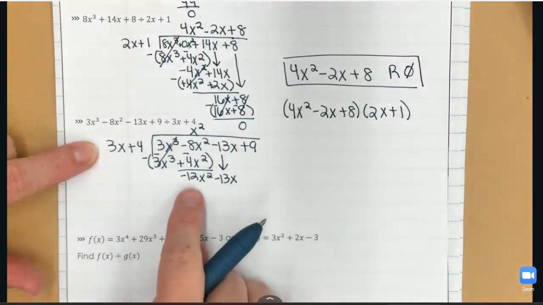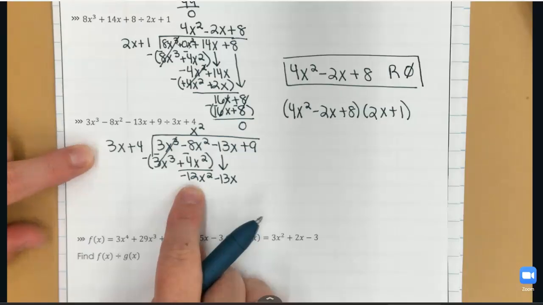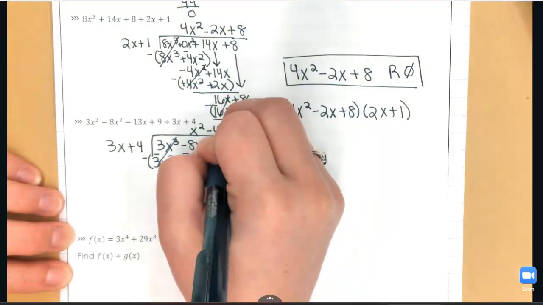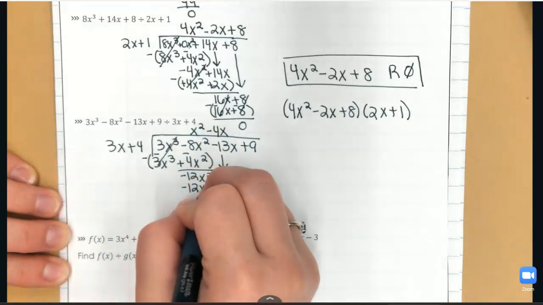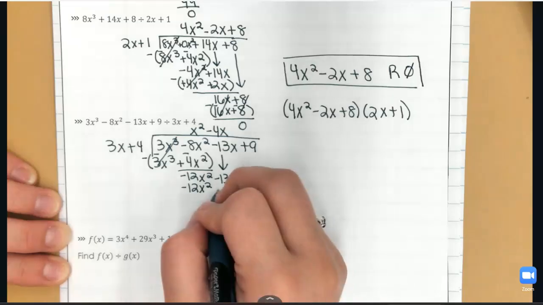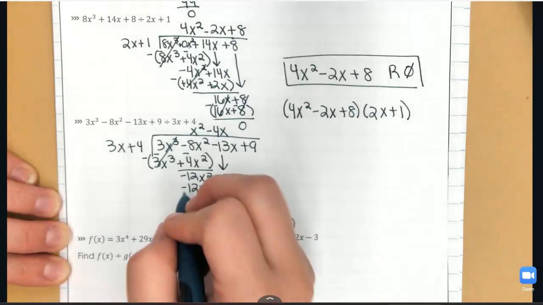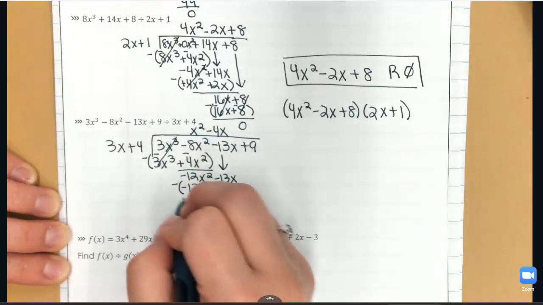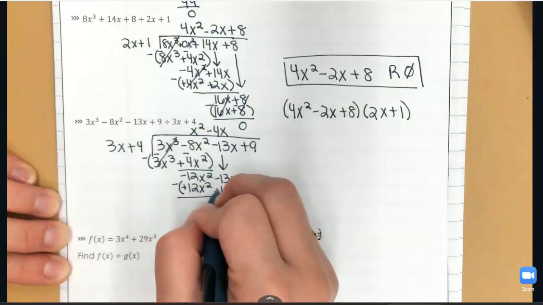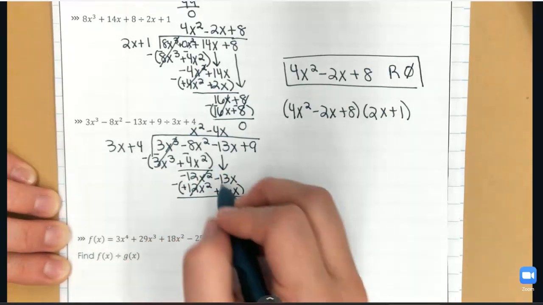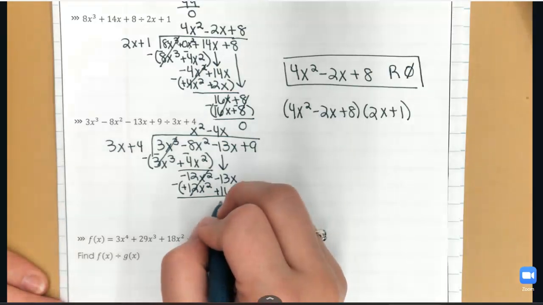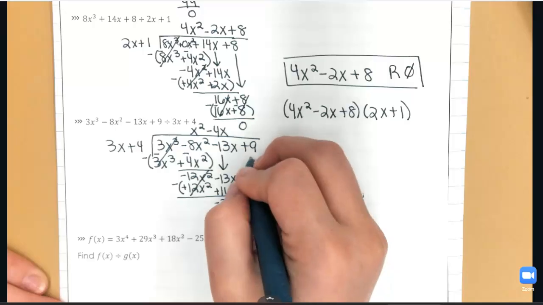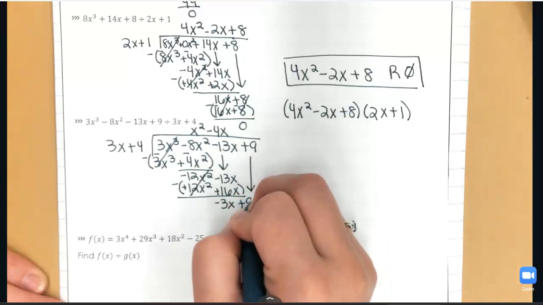What would I need to multiply 3x by to get negative 12x squared? Well, that would be negative 4x. Negative 4x times 3x is negative 12x squared. Negative 4x times negative 4 is negative 16x. I'm going to subtract that whole thing, which means I distribute the negative, and these both become positive. So that cancels, and then I have negative 13x plus 16x, which is negative 3x. Then I can bring down the 9.